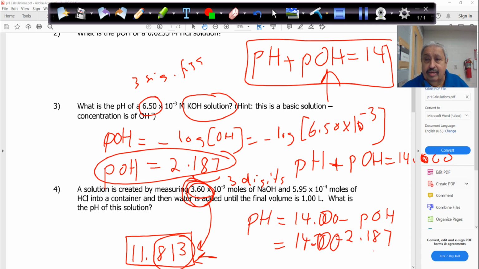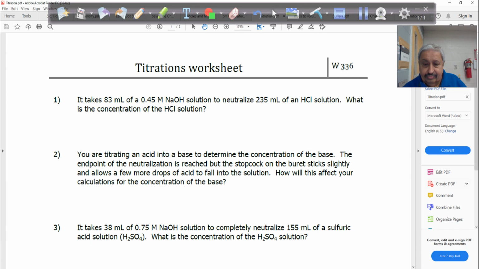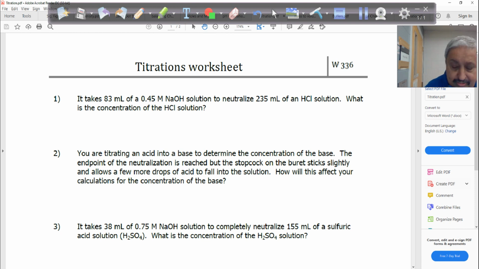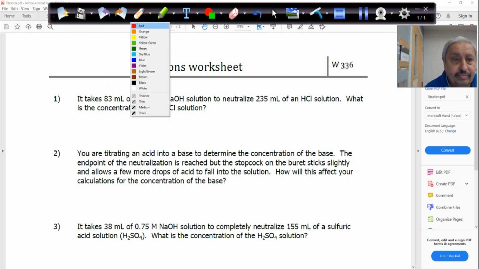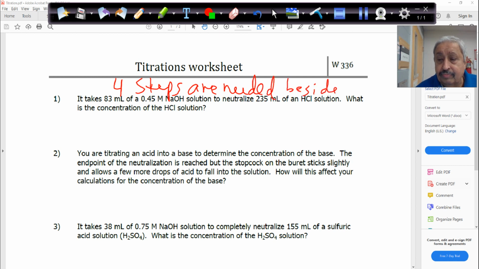And we are going to have the next topic, titration. Titration here, I'll take the first one. So for titration, always remember that to find the molarity of the unknown, 4 steps are needed, besides the balanced chemical equation.